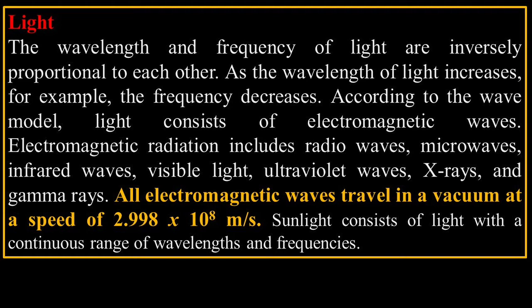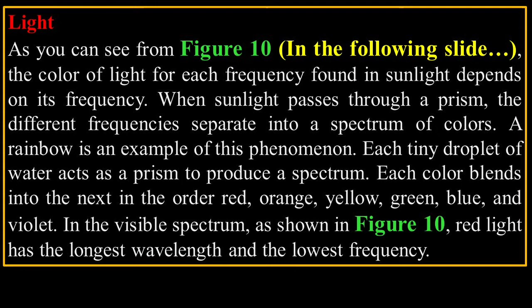Sunlight consists of light with a continuous range of wavelengths and frequencies. There are a couple of holes here and there, but it's basically all the frequencies of visible light, at least. It also has ultraviolet, and that's what's so bad for your skin. Now, as you can see from figure 10 in the following slide, the color of light for each frequency found in sunlight depends on its frequency. When sunlight passes through a prism, the different frequencies separate into a spectrum of colors. A rainbow is an example of this phenomenon.